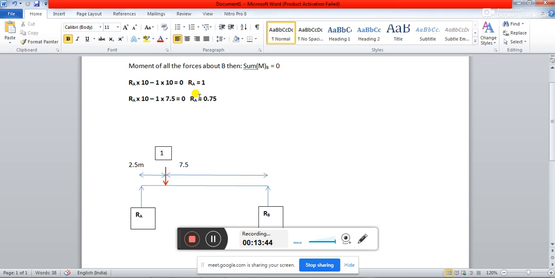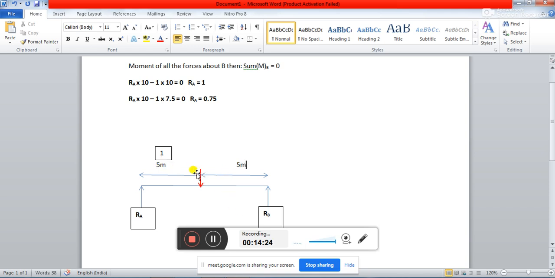Now what we'll have to do is move this load throughout the beam. So let us take this load to the middle position of the beam in the next case. If I take it to the 5 meter distance, that means I am making this and this equal. So let's say this is going to be 5 meter, and this one is going to be again 5 meter. So 5 meter and 5 meter.